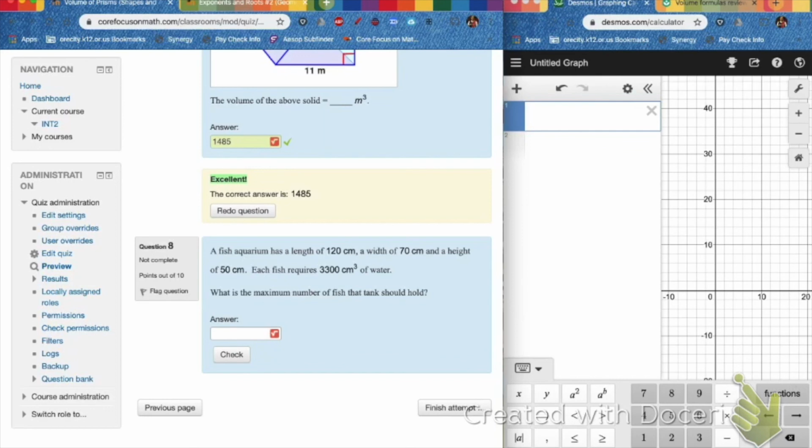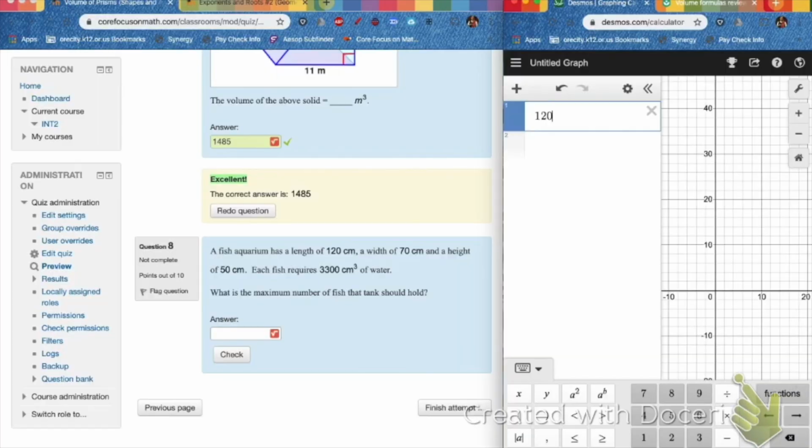Well, this is a rectangular prism. If you think about a fish tank, most of them, like this one, are going to be boxes, rectangular prisms. And we know from our formula of a box that we need to multiply the length, and the length again is 120, times the width times the height. So 120 times 70 times 50.